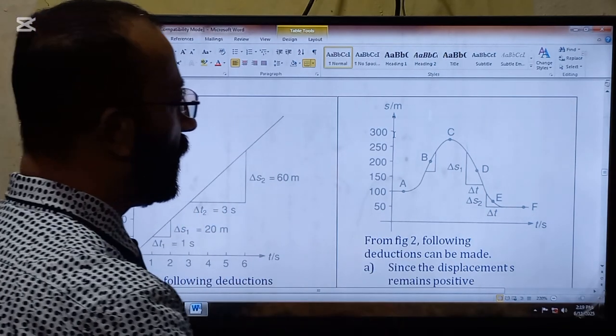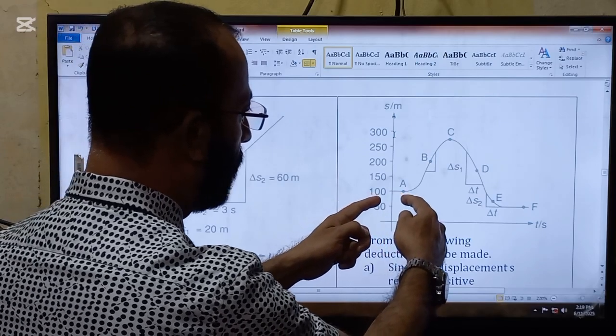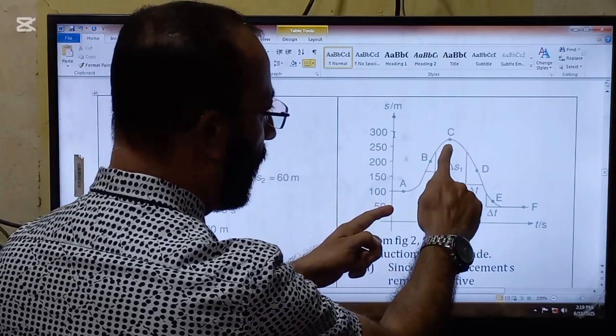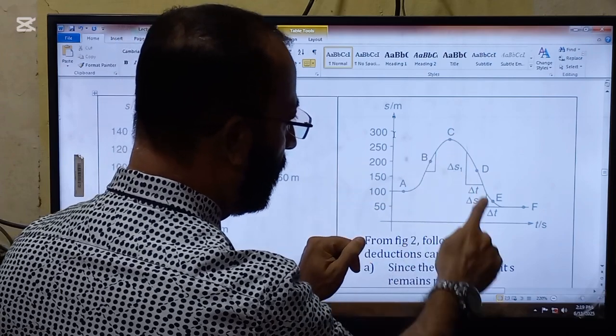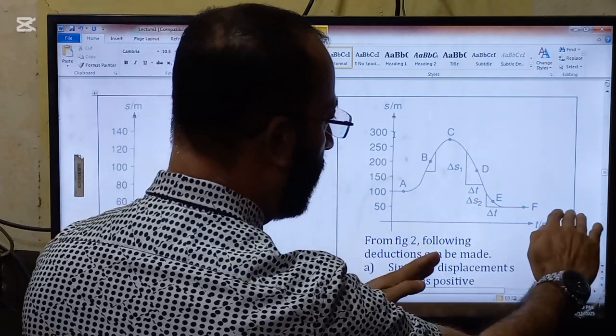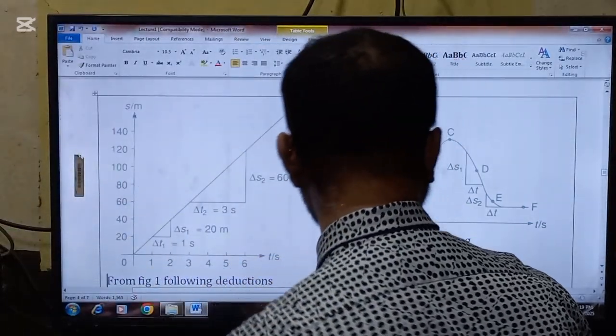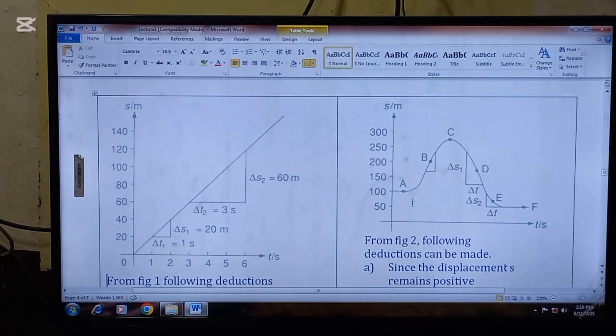Here is another kind of graph. Look now: first straight, then going gradually up, then bending towards down at the top, then bending down, and here is again a straight line graph, horizontal. So look now at figure number 2. At this point, straight line, A is there; at increasing, B is there; at the maximum, C is there; at the downward slope, D is there; and at the horizontal, E is there.